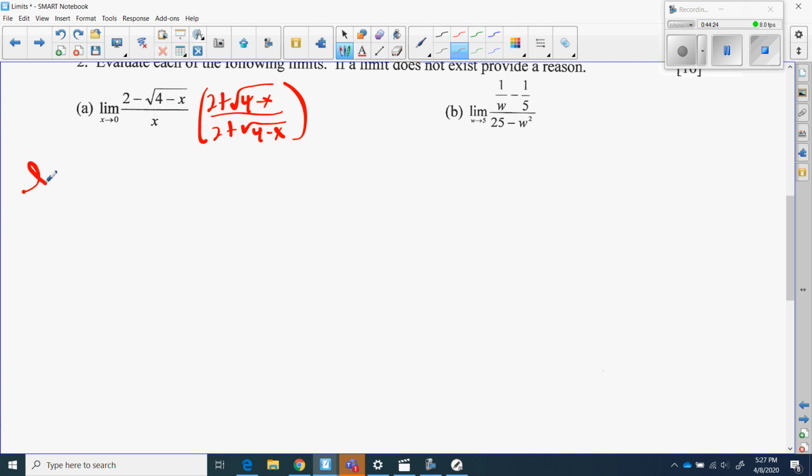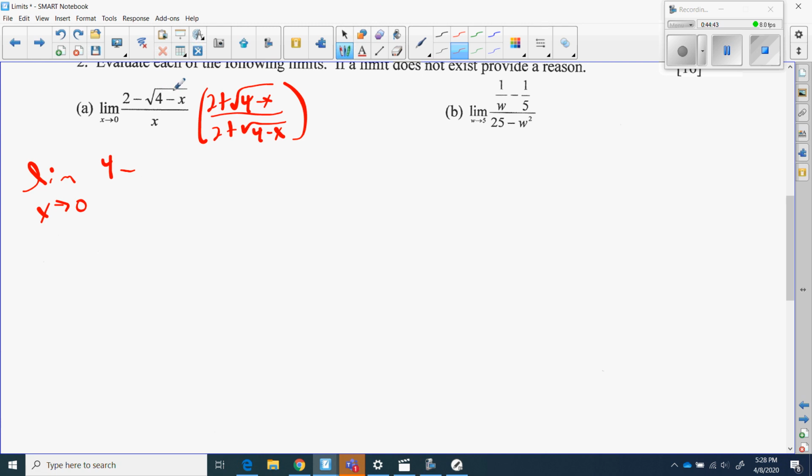Limit as x goes to 0. So you've got to expand the numerator because you're rationalizing. So 2 times 2 is 4. Because they're conjugates, middle terms will wipe each other out. All you've got to do now is multiply this one by this one. So it's always negative times positive, so that's going to be negative.